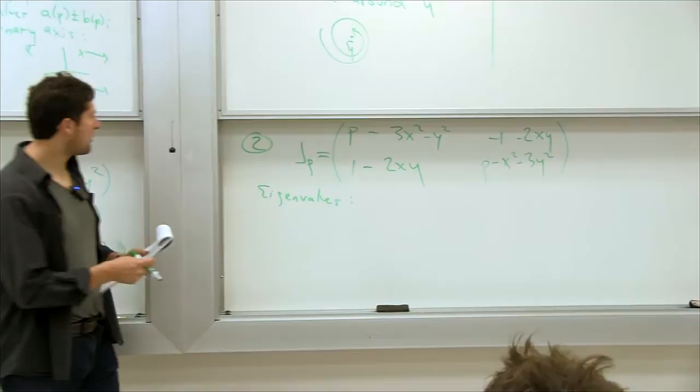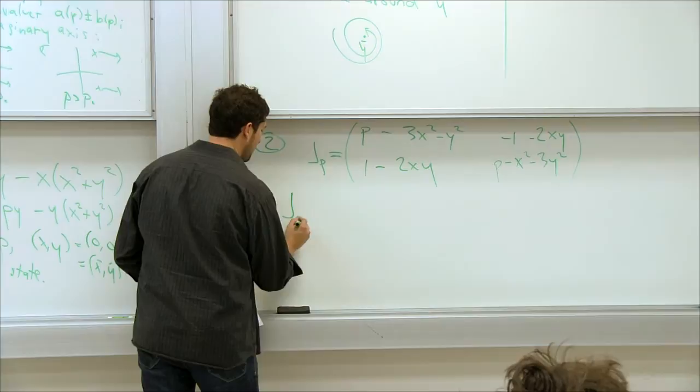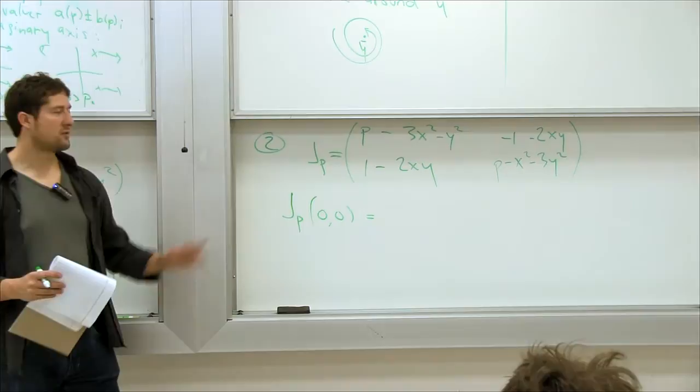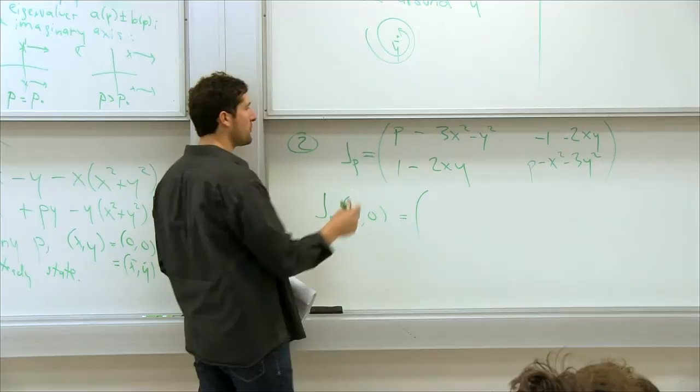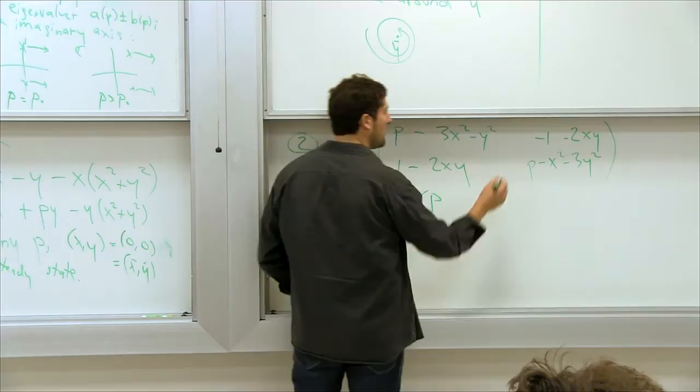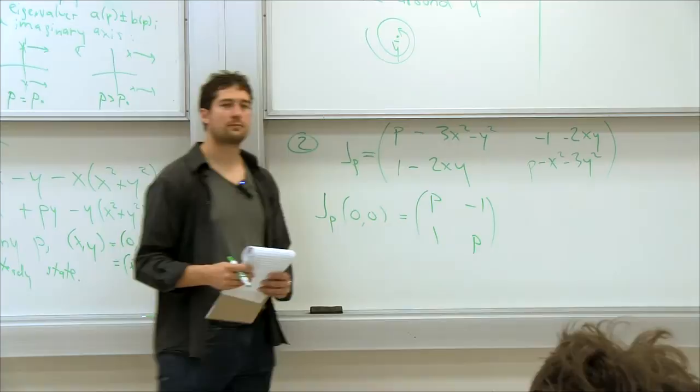Oh, but actually, hold on. Let me do one more thing first. We have to evaluate J_p at this point 0, 0, right? Because obviously the Jacobian depends on where we evaluate it. So we're going to evaluate this Jacobian at the point 0, 0. So we get p here, we get 1, here we get minus 1, and here we get p. Okay?